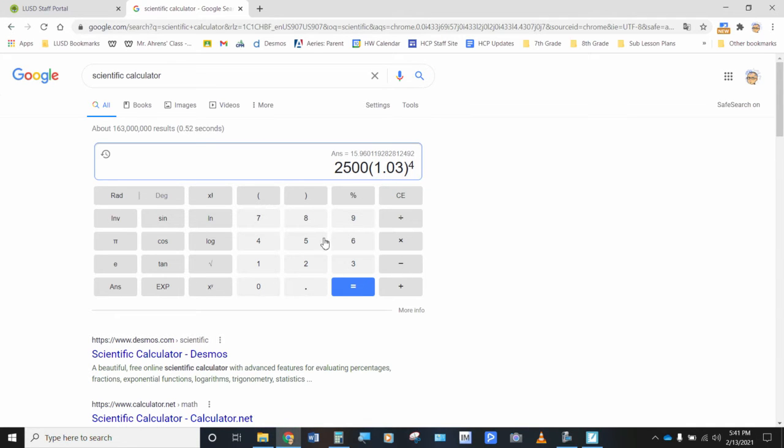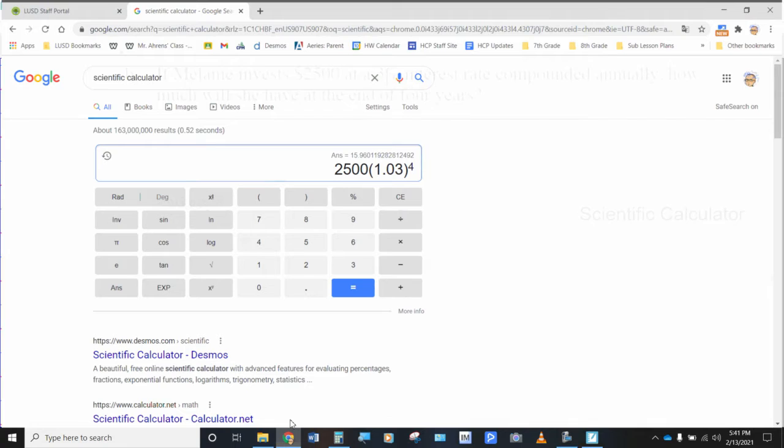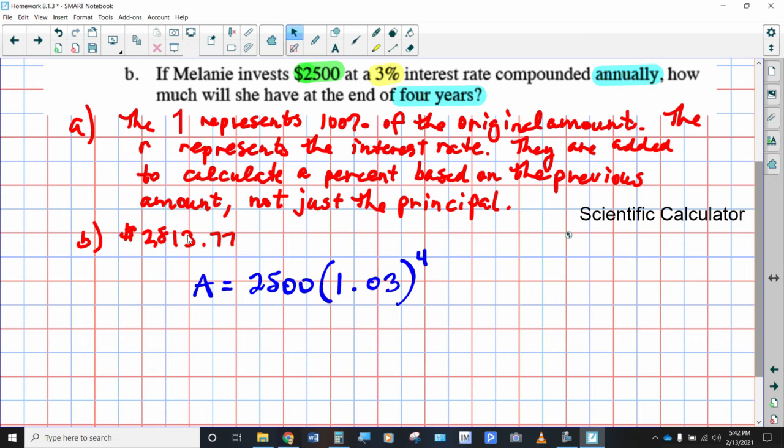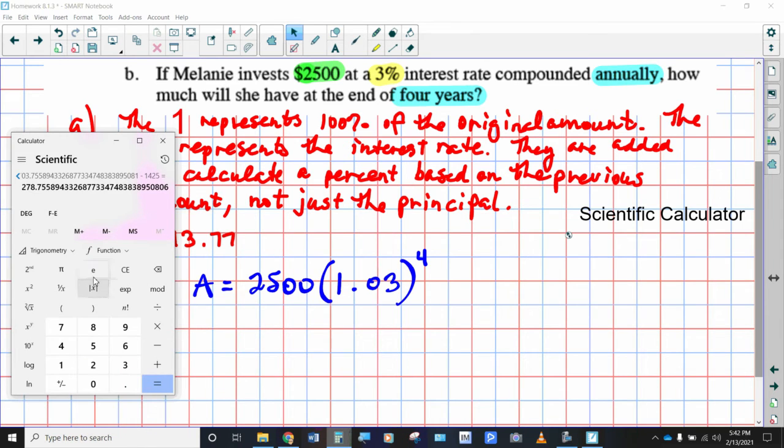So I like the Google Scientific Calculator because it allows us to do everything and make sure we've got everything the way that we need it to be. Yes, that is correct. And when I hit the equals button, that's going to tell me the new amount. $2,813, and that would round to 77 cents, not 78 cents. There we go. Now, let's show it on this calculator.